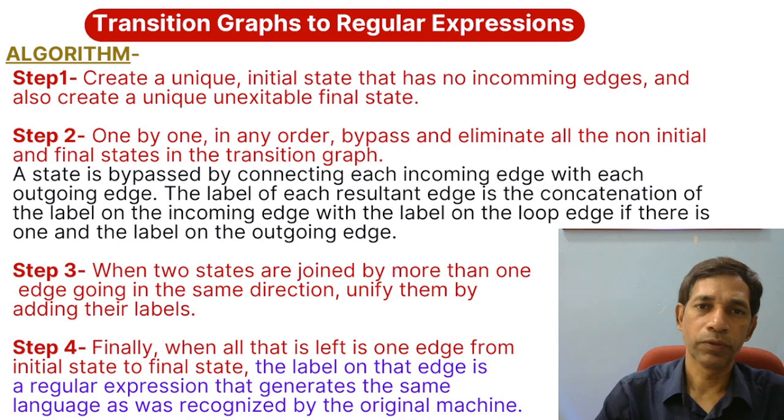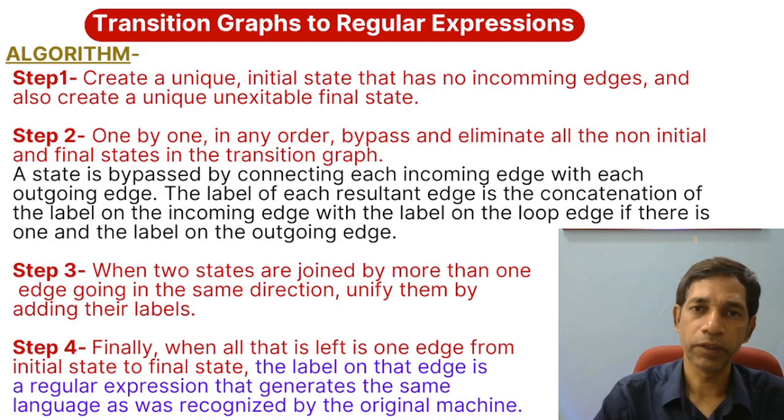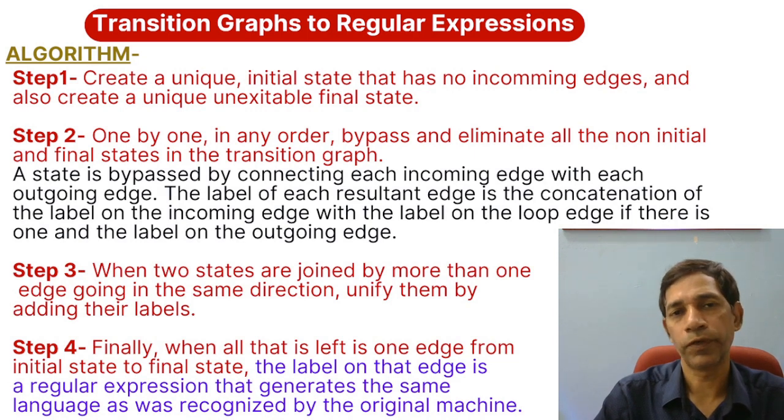The main important thing in this algorithm is that we have to bypass and eliminate the states one by one, and the order is not important. We can eliminate the states in any order. How long can you eliminate the states? You have to eliminate them one by one till you have only two states left: the unique initial state and the unique final state.